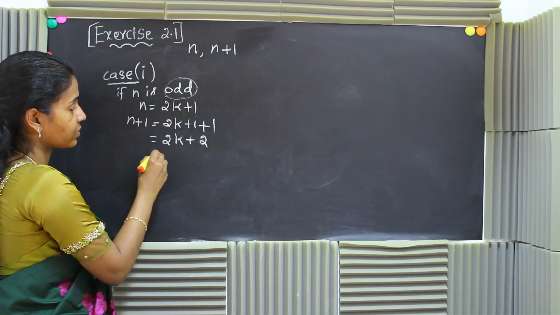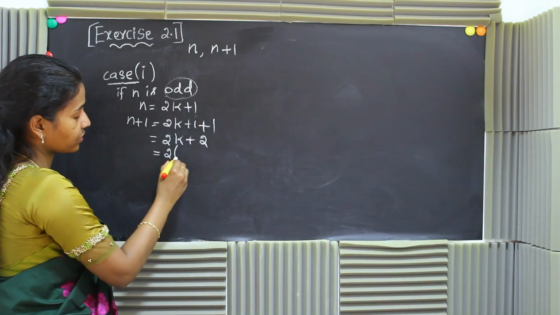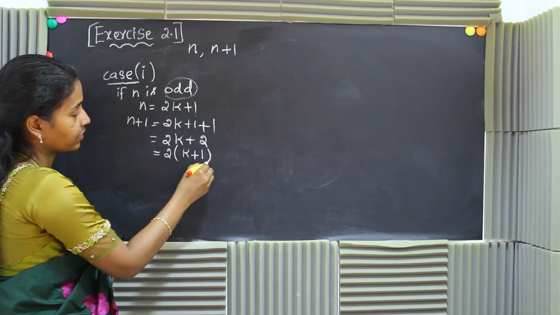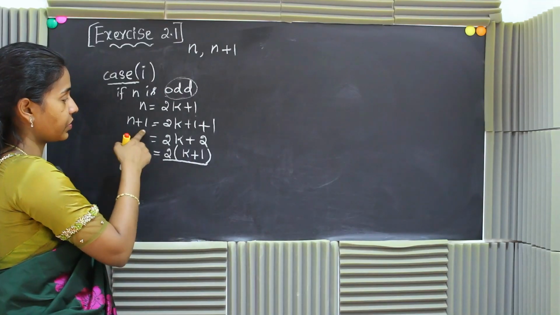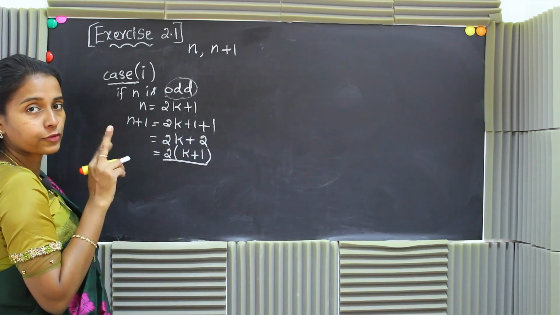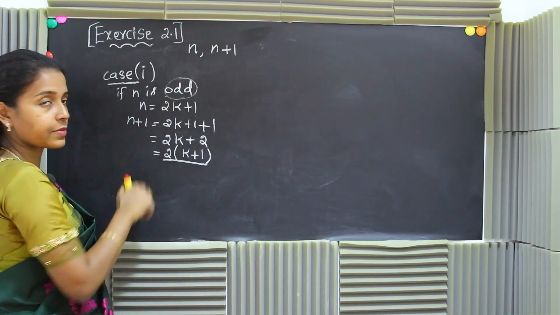In both numbers, in both cases we are having 2 as common. So I'm taking 2 as common. So what would be inside? k plus 1, right? This is the value of n plus 1. This is n. Our question is product of two consecutive positive numbers. So this is the first positive number. This is the second positive number.